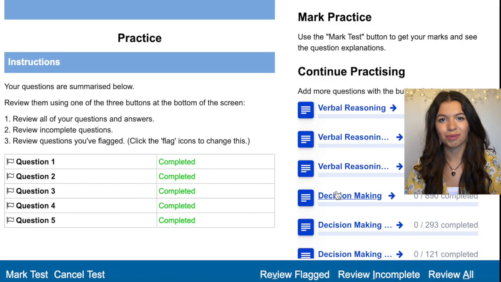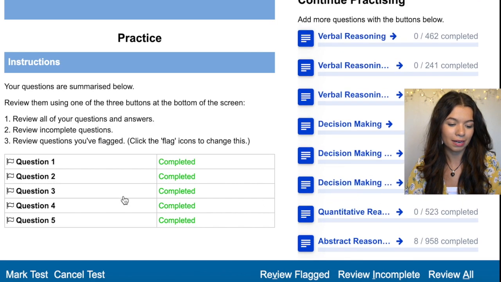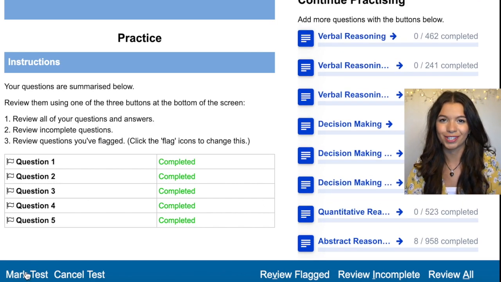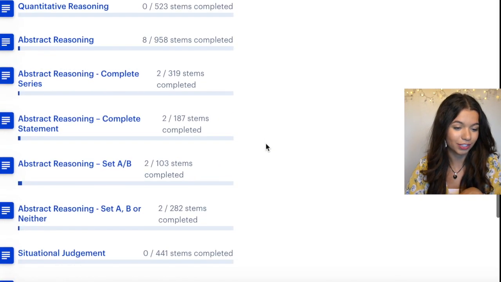So once you've done a question on Medify, you can either carry on and choose another question from their different options, or you can go ahead and mark the test. And I think for this one, I really want to know if we got the answer right, so I'm going to go ahead and mark. We got it all correct, so we're going to move on and try the next question.